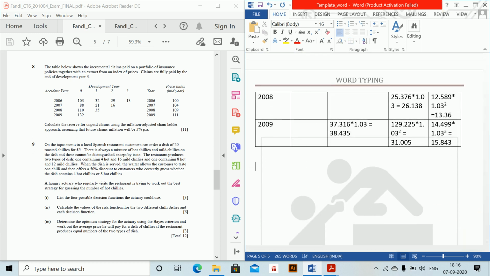Okay, once you get this, then reserves are just the sum of these projected figures, 9.877 plus 26.138 plus 13.356 plus 38.435 plus 31.005 plus 15.843, which is equals to 134.7. So this completes our figures for this also. Thank you.